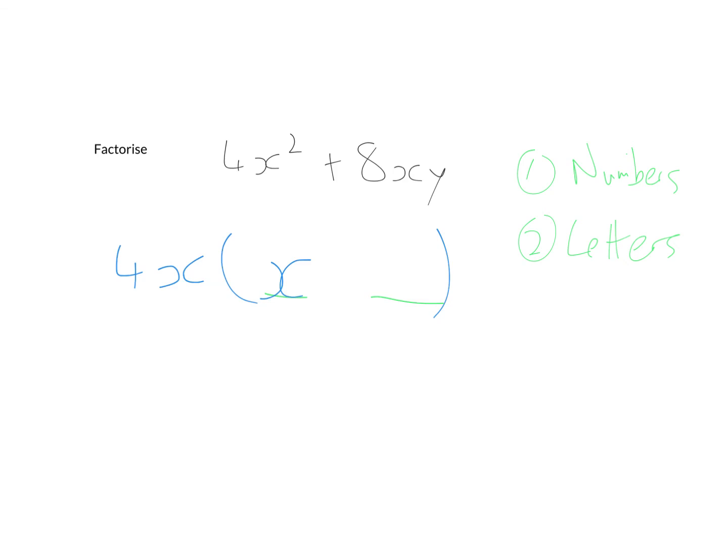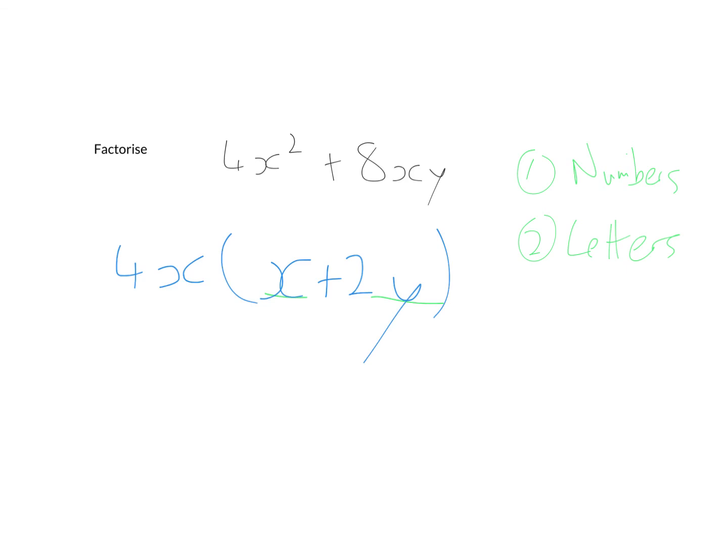If we want to think about factorizing our 8xy, well, let's look at the numbers first. So 4 times what will give us 8? The answer to that is 2. We already have our x, so 4x times 2 will give us 8x. But we do need a y here as well. So 4x times 2y should give us 8xy. 4 times 2 will be 8, and then we keep our x and our y.